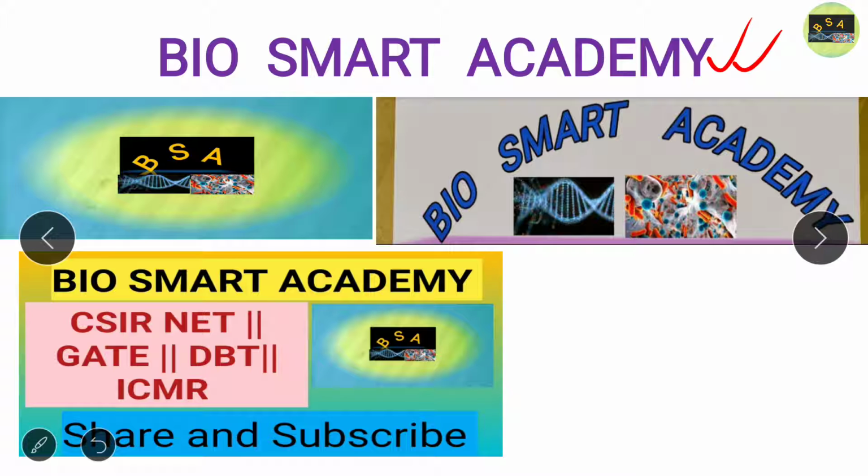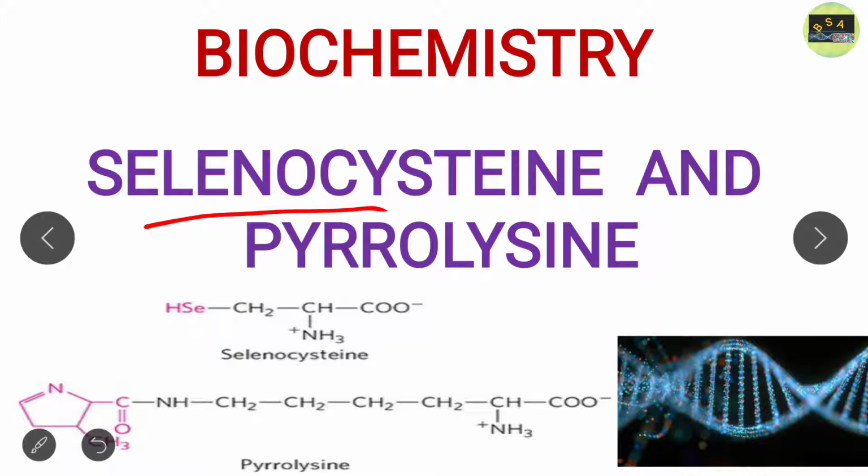In today's lecture, we are going to discuss a very important topic, that is selenocysteine and pyrrolysine. Okay, so these are the structures of selenocysteine and pyrrolysine. We will discuss this topic in brief. Before I start, I recommend you go through our lecture series on amino acids, as well as other topics of biochemistry. So let's start today's topic, selenocysteine and pyrrolysine.